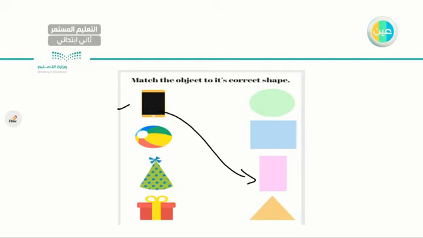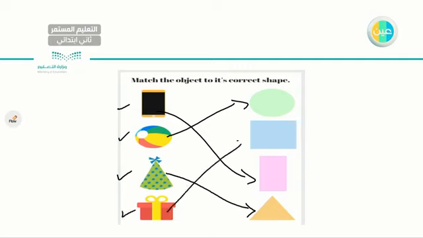Next one I have is a ball. We match the ball with what? With the circle. Very good. We match the ball with the circle. It has the same shape. Let's go to the next one. I have this, it's a hat or a tree. It matches the shape. Which shape? Now we have a square and we have a triangle. It has the shape of triangle. Very good. And the last one I have is a gift or a present. It has the same shape as the square. Okay, so let's go to the next slide.